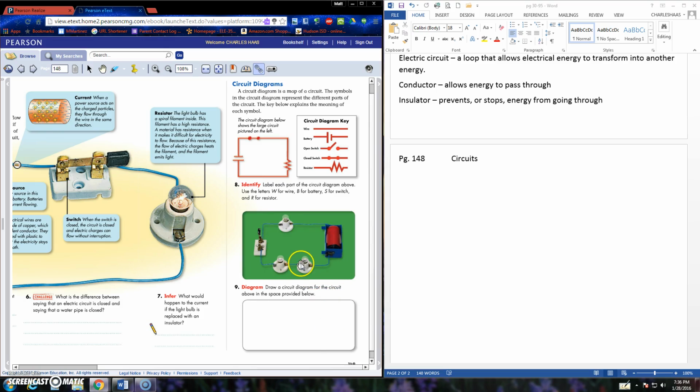The light bulbs are all resistors, so they get this symbol right here. So you need one over here, two down here, and this switch is in the, that's right, open position, so you need a symbol of that right here, and then you need to connect everything with the wires. You can push pause if you need to catch up on that.